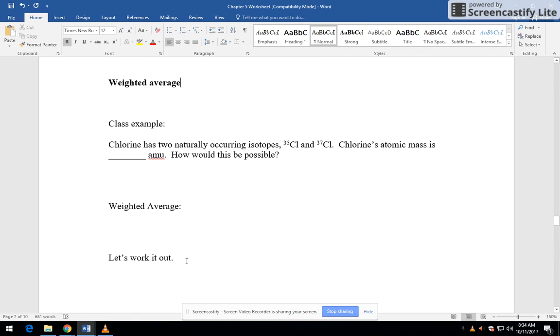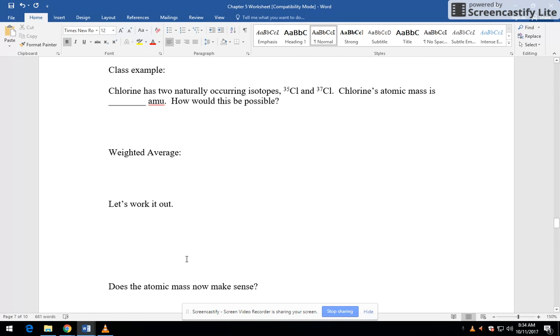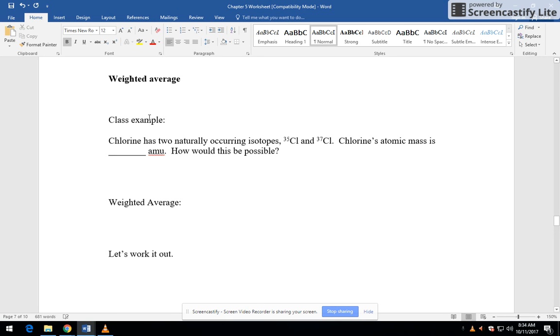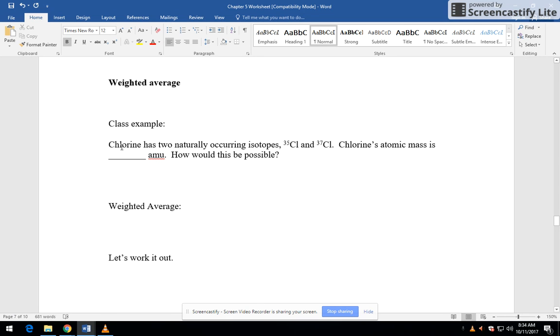Let's look at this class example. We'll work it out, and then I'm going to show you a different way of calculating weighted average back with the example of the grades. Normally I'd have someone read, probably Michaela, but whatever, I'll read. Chlorine has two naturally occurring isotopes, chlorine 35 and chlorine 37. Chlorine's atomic mass, though, if you look it up in the periodic table, is, go ahead and write it down.